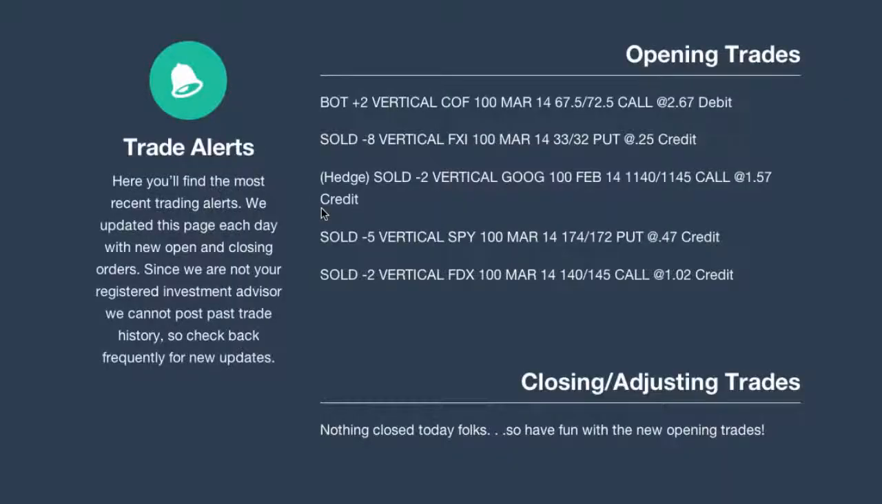So Google is an interesting one. It was actually a hedge that we entered today. Google's had a tough time recently and probably will continue to have a tough time from all the earnings in Apple that just came out recently. So what we did here with Google is we already had a put trade that was already working on the 1085, 1080 put spread for February.